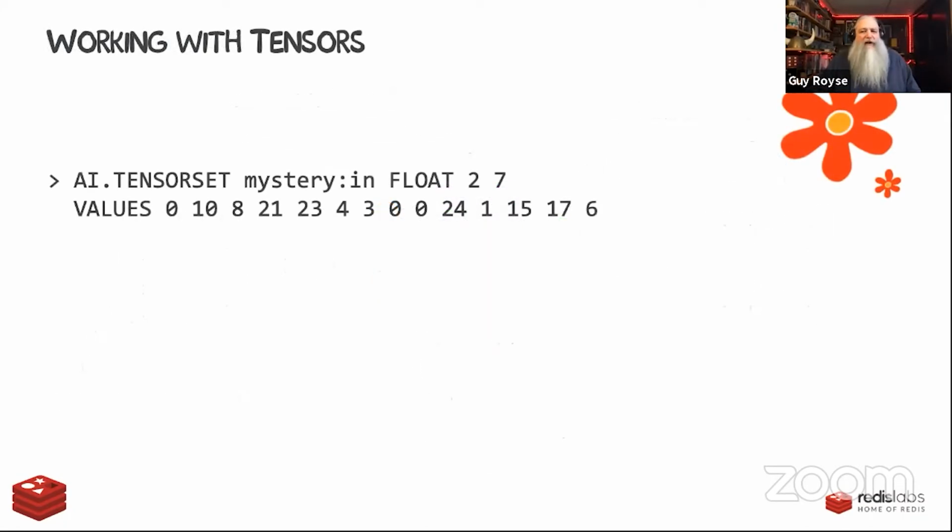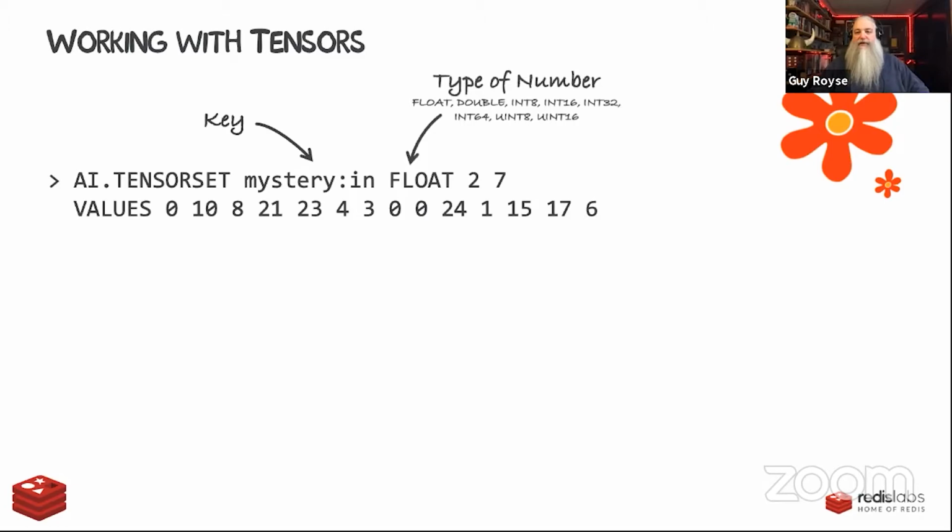The commands are fairly straightforward. ai.tensorSet takes the key that you want to put the tensor into. This is just like setting a string in Redis. You give it the type that the tensor contains. This one contains floats, but it can be floats, ints, all the things we care about. We give it a shape. This is a two-dimensional tensor. It's, I guess, two tall and 7 wide, or 2 wide and 7 tall. It's 2 by 7. And then we can specify the values that go into that tensor.